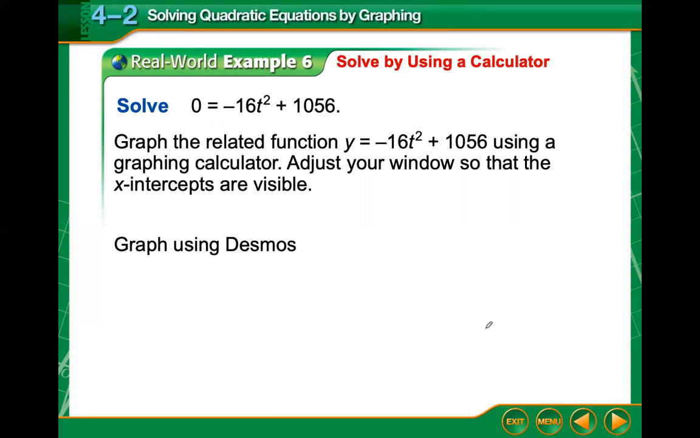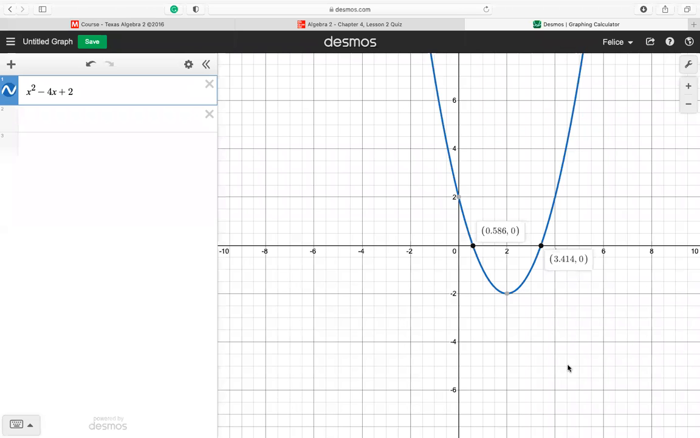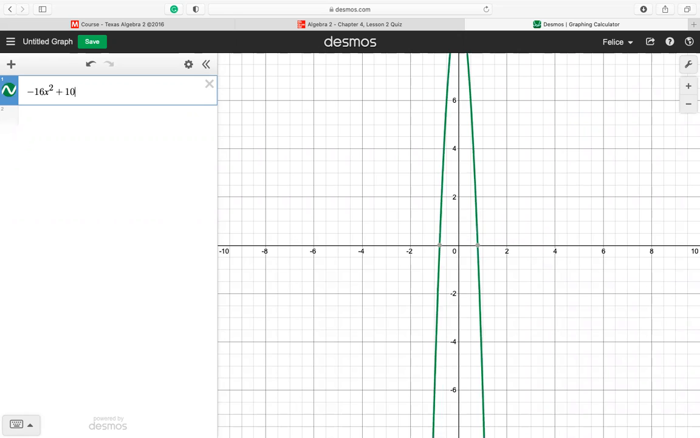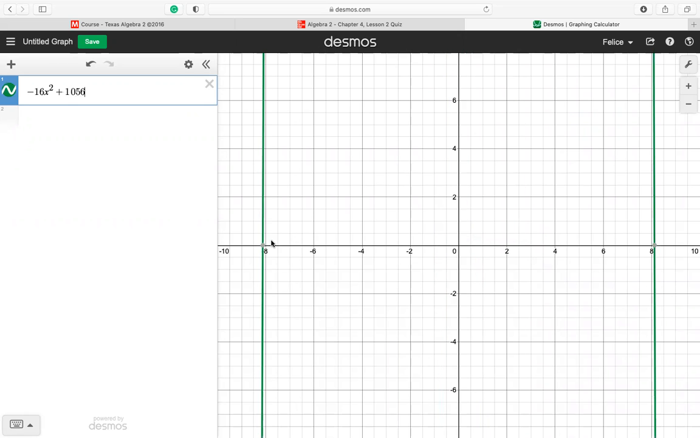We're going to graph this, and we're going to use Desmos. Make sure that when we graph this in Desmos, we use x instead of t. So you can do y equals negative 16x squared plus 1056. So we're going to go back to Desmos, do negative 16x squared plus 1056. And as we can see, we have two different answers. We have a negative and a positive, but they're both the same.